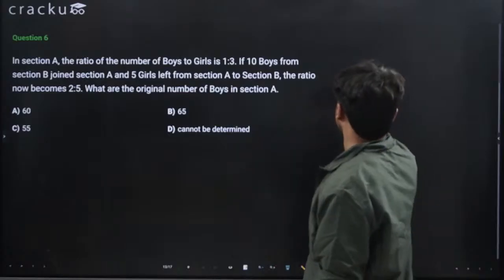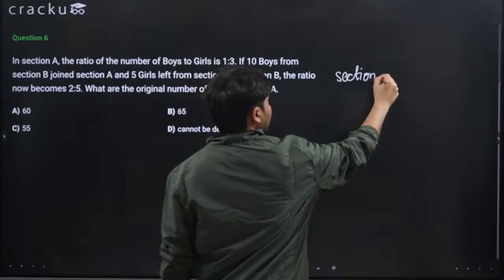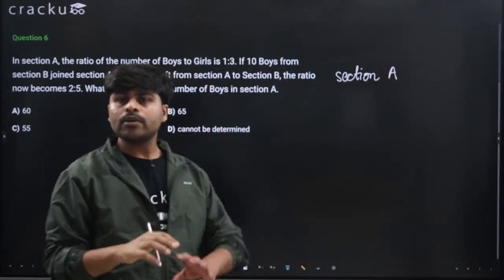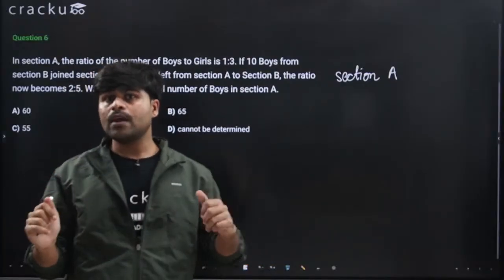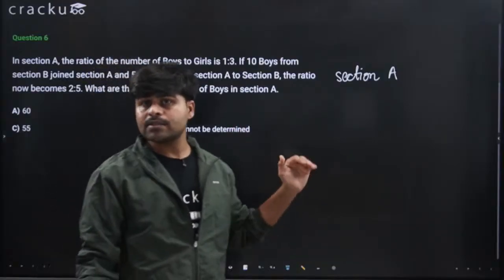Now again, consider section A. This is section A. We don't need to consider section B. You will see it in a while. We don't even need to think about section B. We just need to think about section A only. So we'll consider section A and we will write the number of boys and girls in the section.